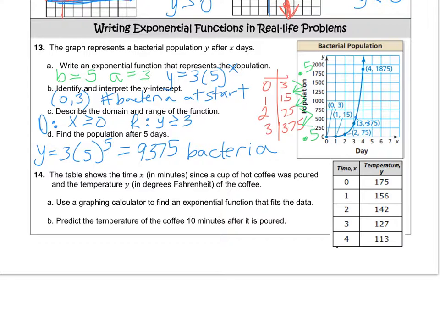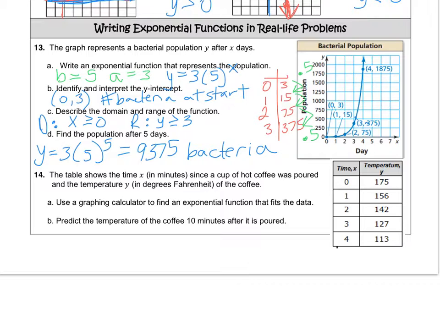Okay, number 13 is very straightforward, just as long as you broke it down into all the different pieces of the puzzle, started somewhere, and found out all your information. The biggest thing to remember is our domain, because this is a situation, isn't all real numbers like it is in just a straight equation problem. You can't have negative days. And so the domain and the range are both limited by the situation.